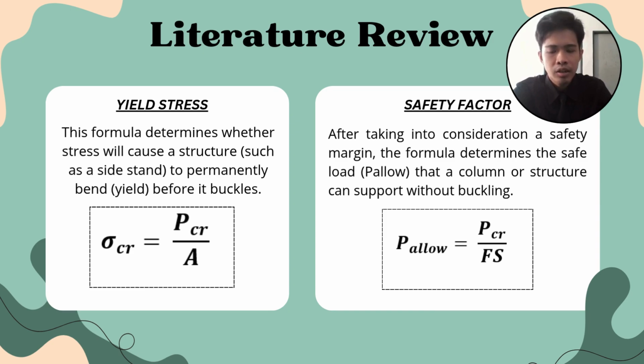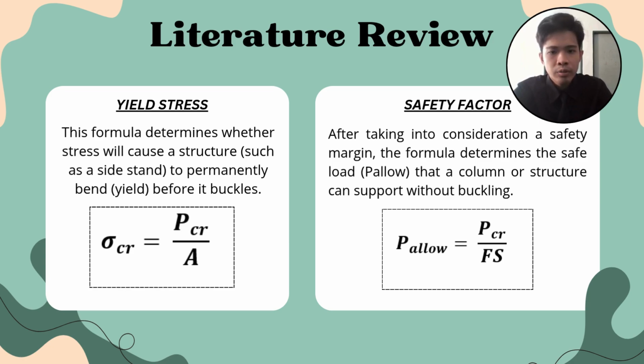Meanwhile, the PCR represents the critical load, and the A represents the cross-sectional area of the column. Okay, for the right side, we can see the safety factor. After taking into consideration a safety margin, this formula determines the safe load, or P allow, that a column or structure can support without buckling.